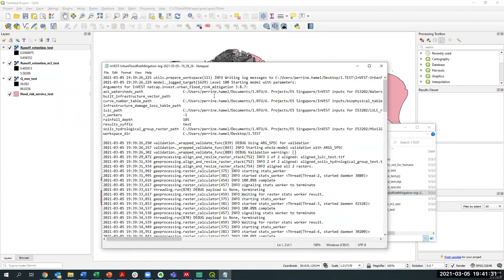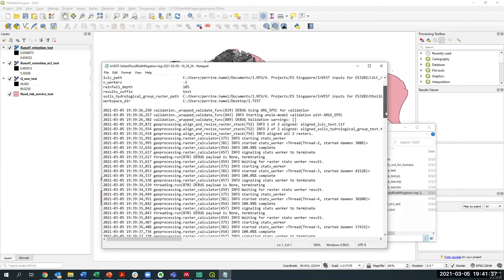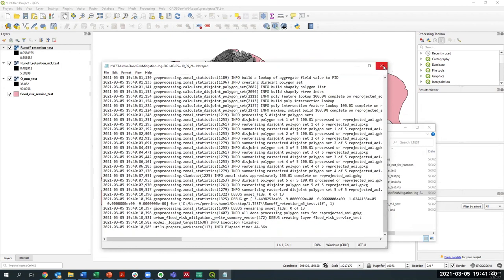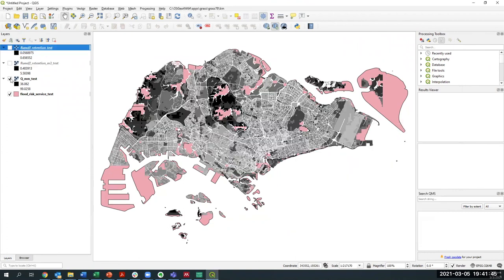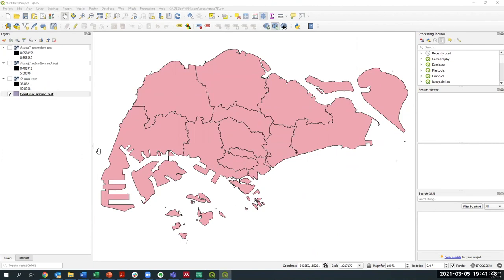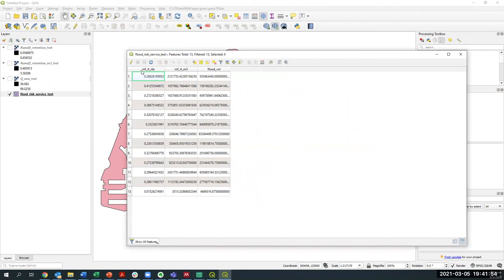with a summary of all the inputs. And also if there's any error, this is where you'll find some of the important information to debug the model. But focusing first on our shapefile, we can look at the different attributes. So the model produced the runoff retention index as a percentage and a value in cubic meters, as well as the flood volume. So this is the actual runoff, total runoff, not the retained volume.